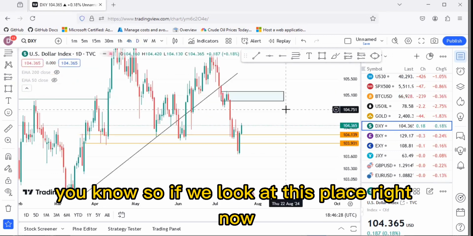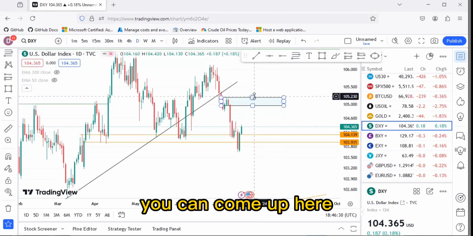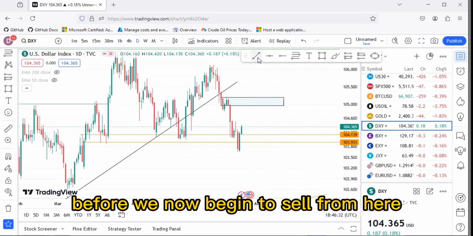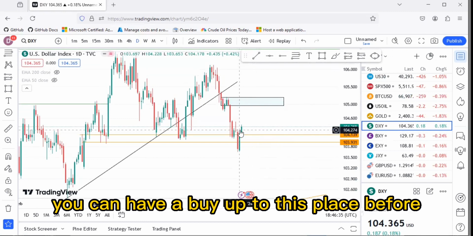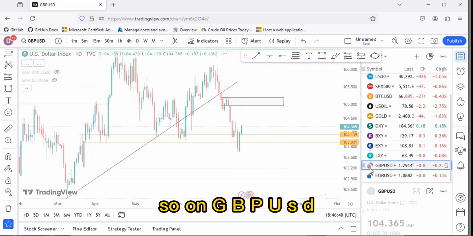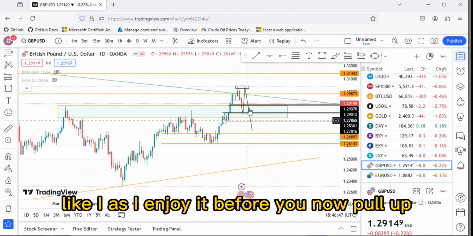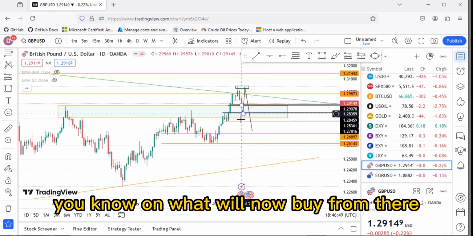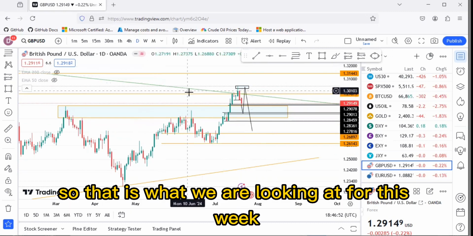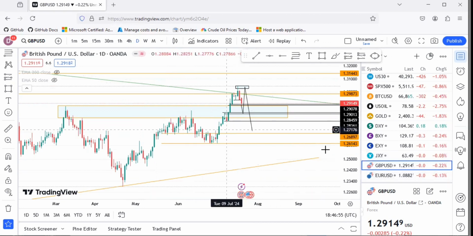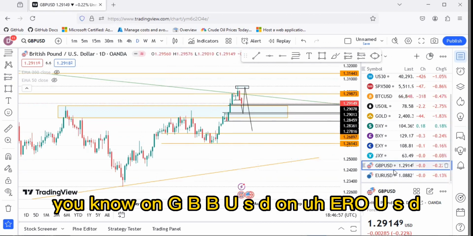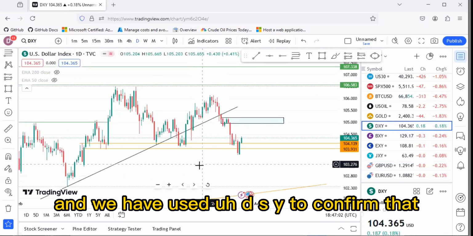So if you look at this place right now, it can come up here before we begin to sell from here. On DXY right now, we can have a buy up to this place before we begin to sell. So on GBPUSD, we'll have a sell down to this place, as I drew here, before it pulls up, from where we now buy. So that is what we are looking at for this week on GBPUSD and EURUSD, and we have used DXY to confirm that.